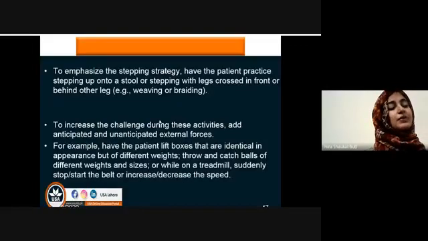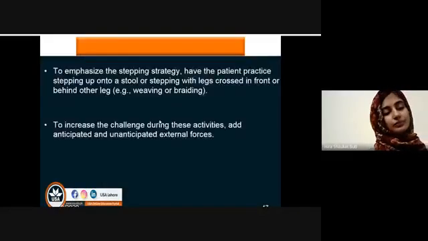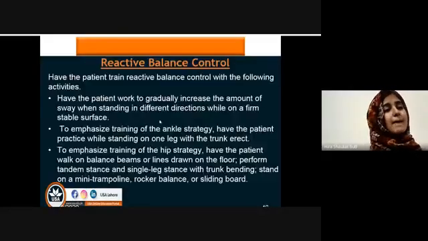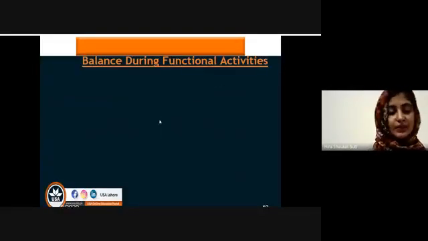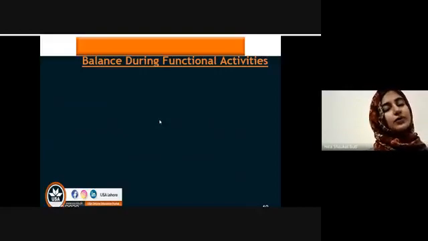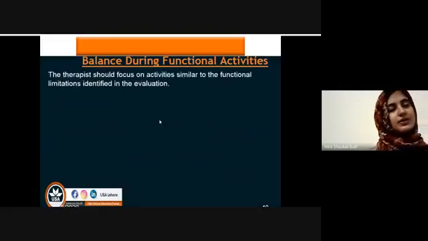For example, you can ask the patient to lift boxes that are identical in appearance, but can be of different weights. You can throw and catch balls of different weights and sizes. If they're using the treadmill, then you can suddenly decrease the speed of the treadmill. So this is how you can add complexity. You can add actions that can be expected or unexpected, through which you can increase the complexity of the task.